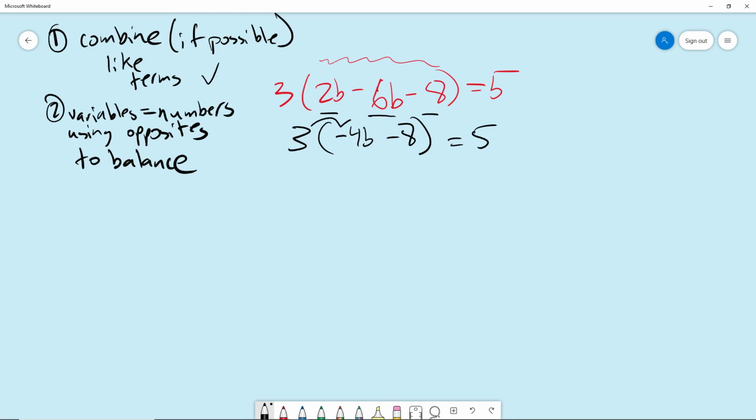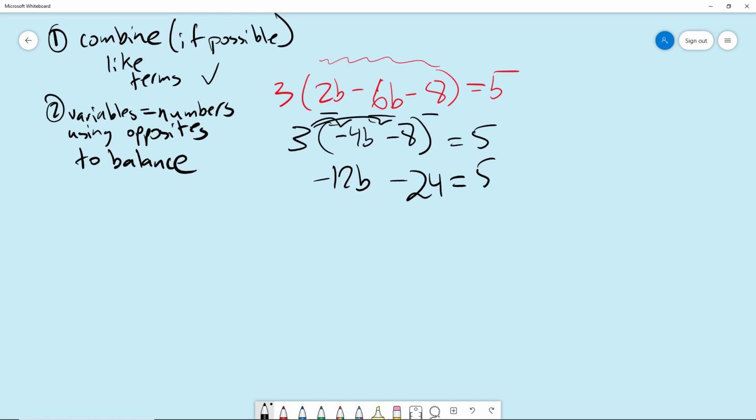Can I combine anything else? No, so I'm just going to distribute. I'm going to multiply my 3 in, make sure I multiplied both. Most common wrong answer, yikes. Most common wrong answer probably looks like -12b minus 8. Why is that wrong though? Yeah, you gotta make sure you multiply into everything. So I don't want that to be -8, I want it to be -24. Haven't done anything to the right still.